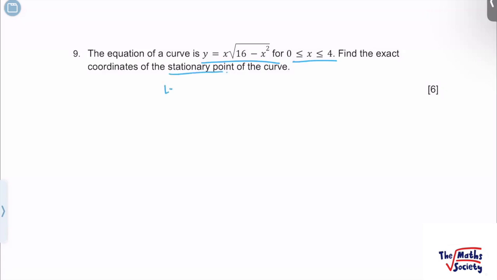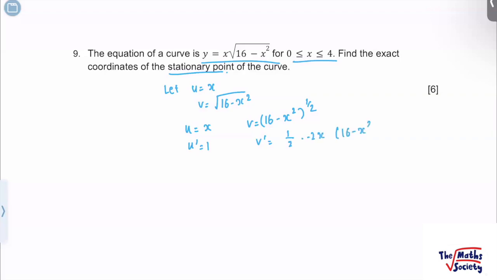So first of all, we're going to let u equal x, v equal root (16 minus x squared). u is equal to x, so u prime is going to be 1. v equals (16 minus x squared) to the power half, isn't it? So you're going to have v prime equal half times (minus 2x) times (16 minus x squared) to the minus half, so that's going to equal minus x (16 minus x squared) to the minus half.